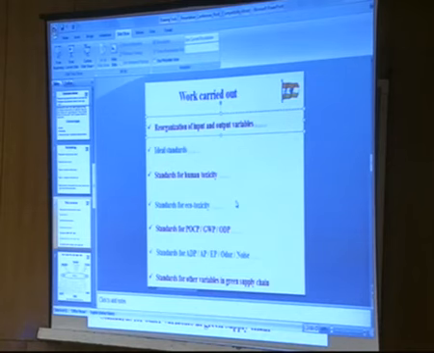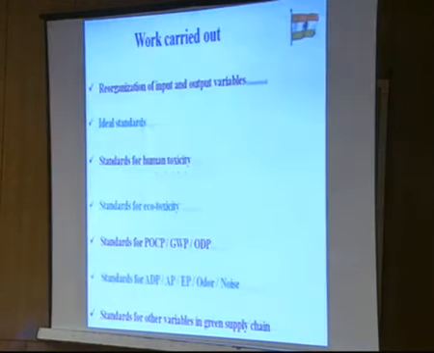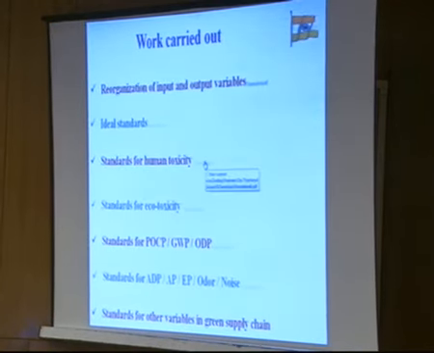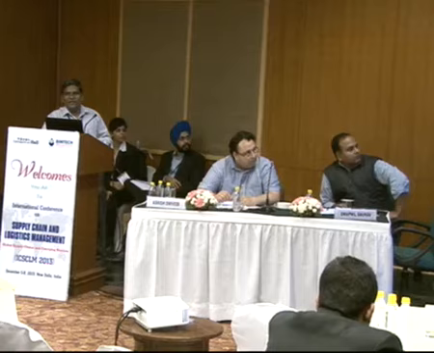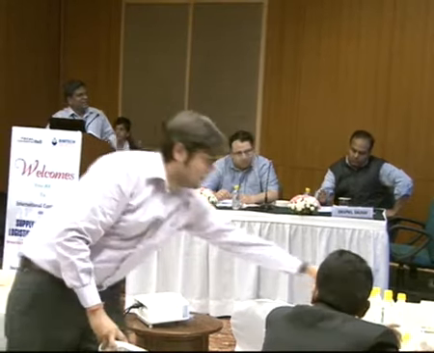Similarly, I have found out the ideal standards, then standards for toxicity, standards for ecotoxicity. So some standards I will show you. These are some of the standards I have taken, and the standards will be more useful. For each indicator you will find standards, like permissible exposure limit is one of the standards which you can model in your modeling methodology. Then some benchmarking values, equivalents.